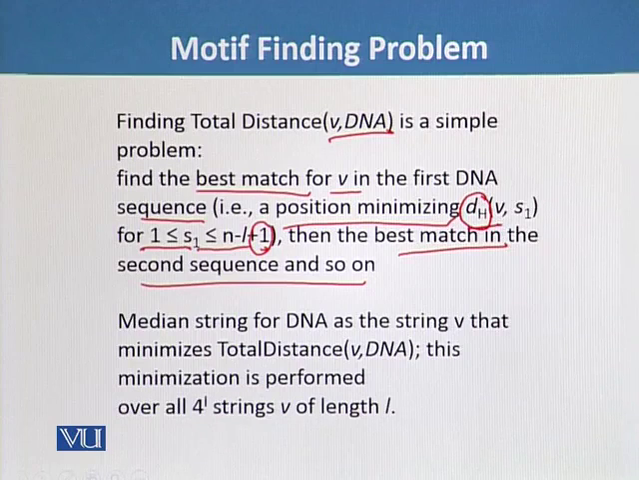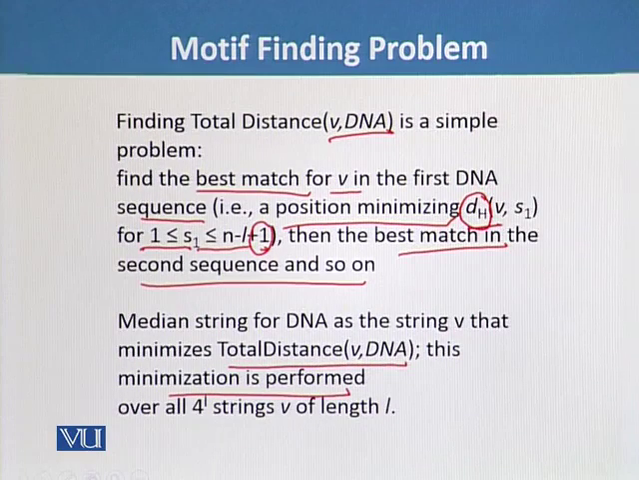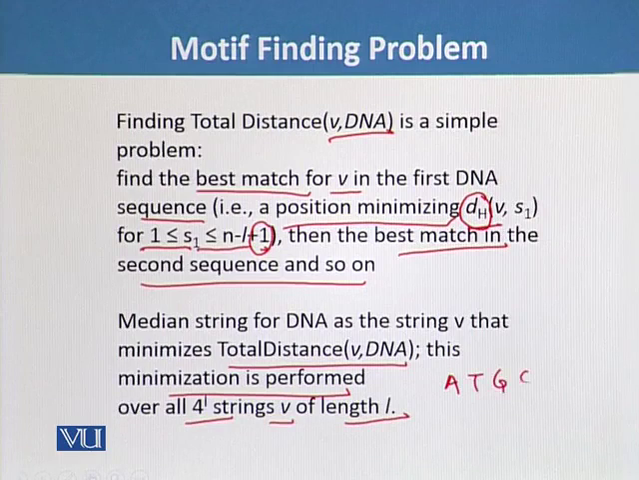So that is the minimum taken over all possible starting positions S. And finally we define the median total distance V, DNA, where the minimization is performed. So we have to calculate this process for all the 4^L strings of length L. Here 4 means adenine, thymine, guanine, cytosine, and we have a specific L-mer length of the DNA sequence.